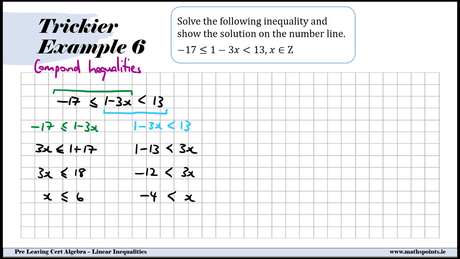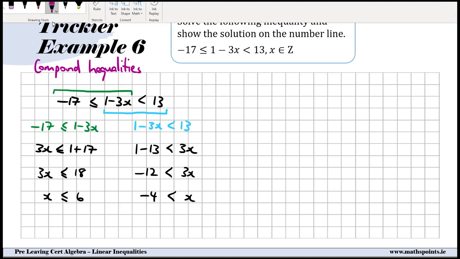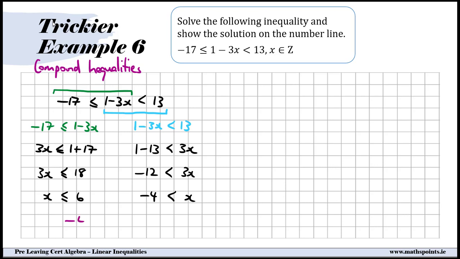What I can do now is join these two portions of the sum. So what I can say is that minus 4 is less than x, which is less than or equal to 6. So the solution set of this question is all the numbers that are bigger than minus 4 but less than or equal to 6. We're only interested in integers, so positive and negative whole numbers.